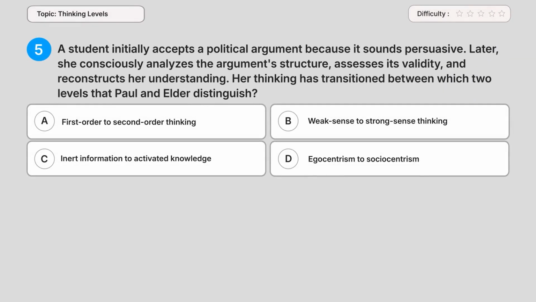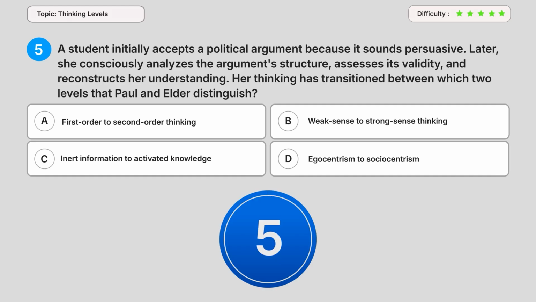5. A student initially accepts a political argument because it sounds persuasive. Later, she consciously analyzes the argument structure, assesses its validity, and reconstructs her understanding. Her thinking has transitioned between which two levels that Paul and Elder distinguish? A. First order to second order thinking. B. Weak sense to strong sense thinking. C. Inert information to activated knowledge. D. Egocentrism to sociocentrism. Can you guess the answer?